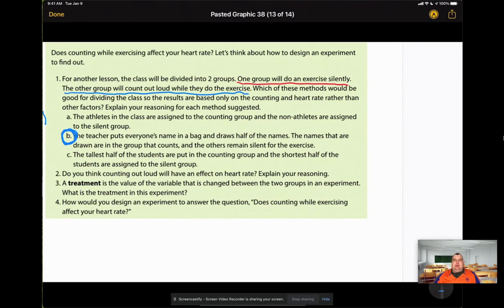That would be which of these methods would be good for dividing the class so that the results are based only on counting and heart rate rather than other factors. The answer is B.